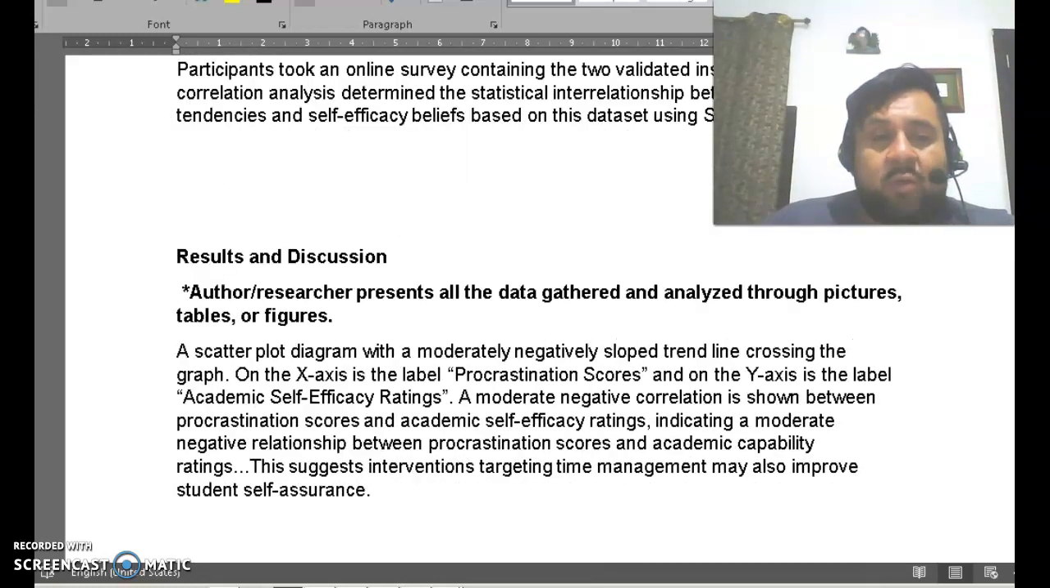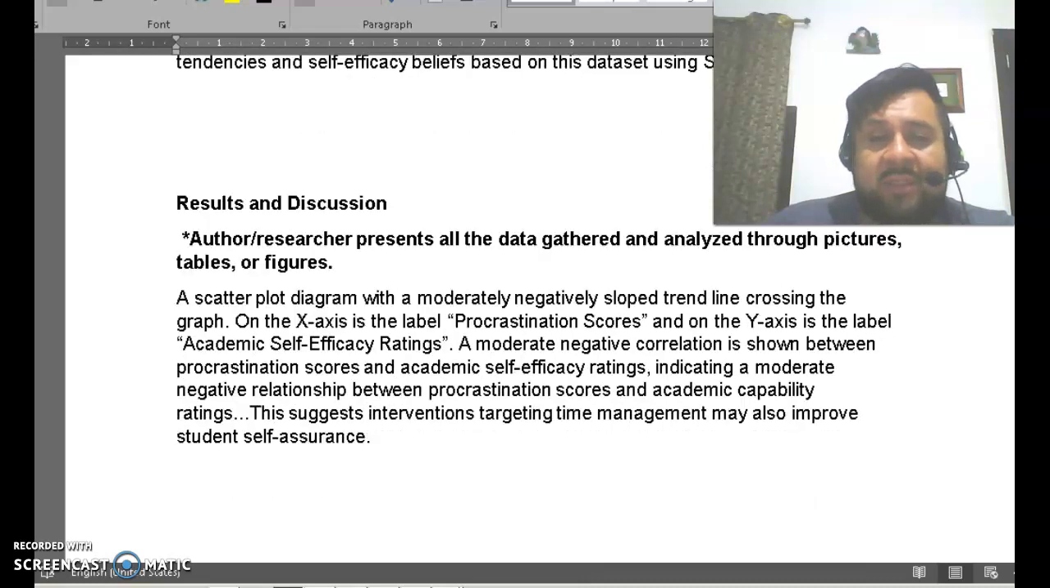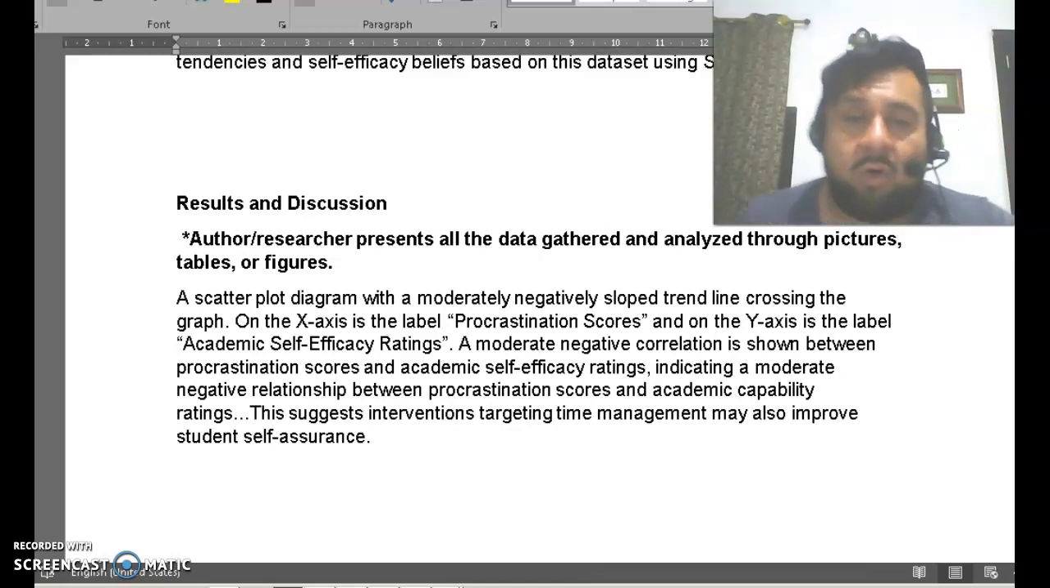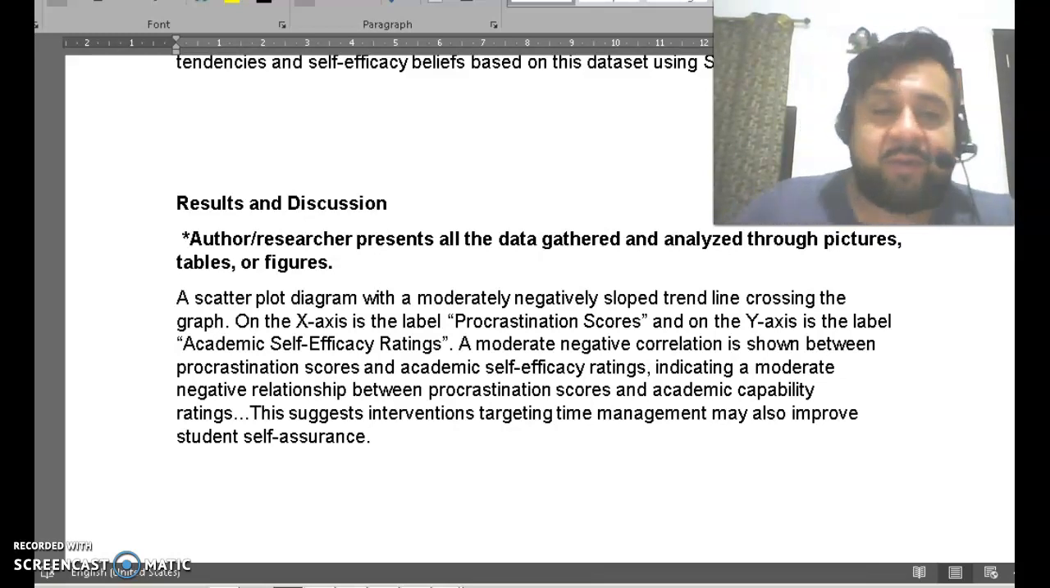We continue with the results and discussion. As we know, the author or researcher presents all the data gathered and analyzed through pictures, tables, or figures. Of course, the author or the researcher will choose pictures, tables, or figures to show all the data that he gathered.